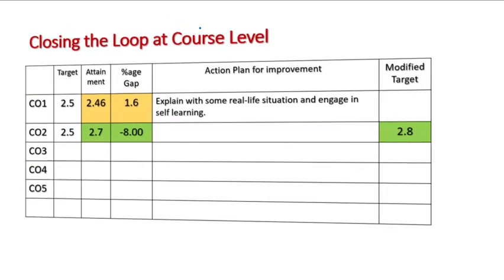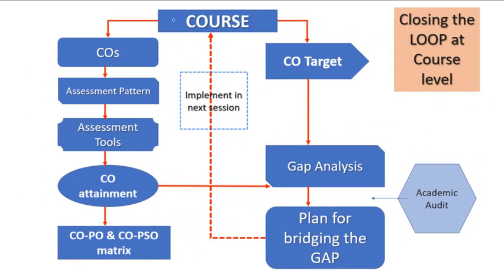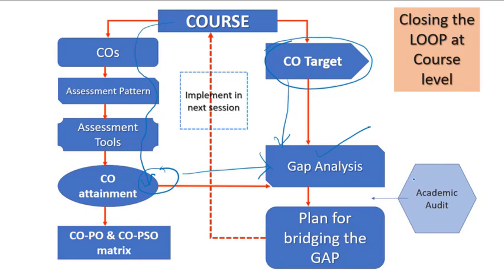So if we look at this picture again, for the course there are COs, there are some assessment patterns and assessment tools, and based on the assessment and evaluation the CO has been attained. This calculation is done. Again, at the very beginning the CO target was fixed, and if there is some difference between the target and the attainment, which is also called the gap analysis, generally done by the academic audit team, and based on the gap, if necessary, the audit team or the internal quality assurance cell will give some plan for bridging the gap, and that recommendation will go to the department to be implemented in the next academic session. So this is the completion of the loop, or closing the loop, at the course level.